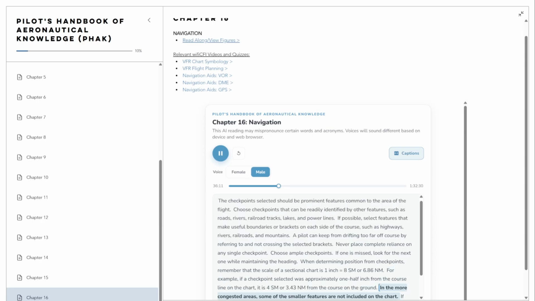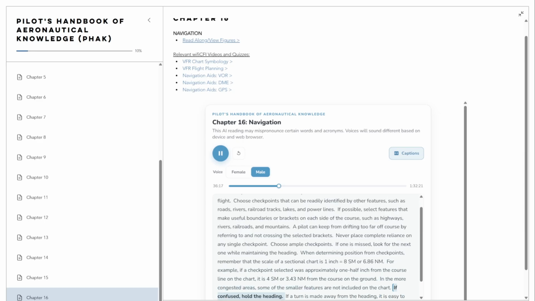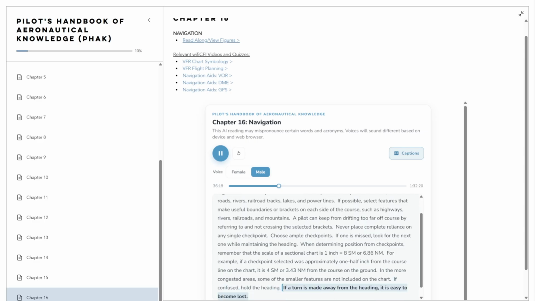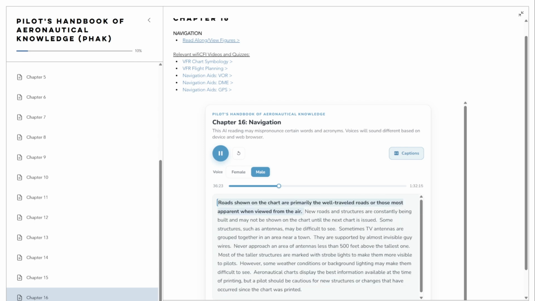In the more congested areas, some of the smaller features are not included on the chart. If confused, hold the heading. If a turn is made away from the heading, it is easy to become lost. Roads shown on the chart are primarily the well-traveled roads or those most apparent when viewed from the air.